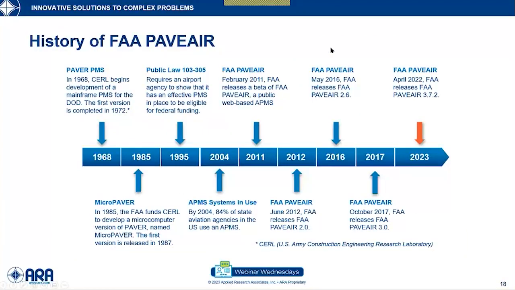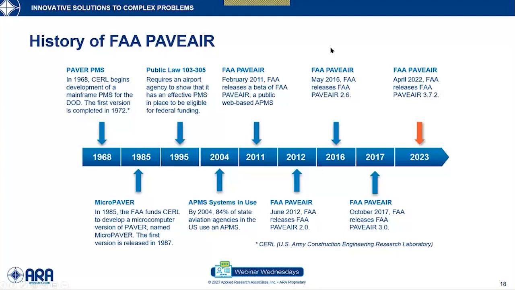So just a little bit of history of FAA PAVEAIR. Where did it come from? It has a fairly long history. Pavement management in general started back in the 60s with the Corps of Engineers. They developed software in the early 70s. It made the jump to what we call computers now, then called microcomputers, in the mid-80s.